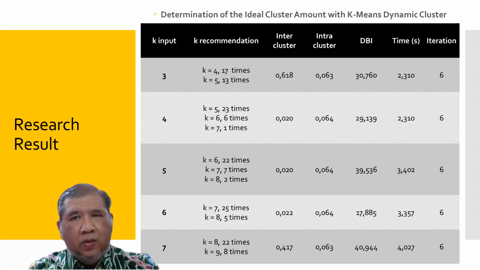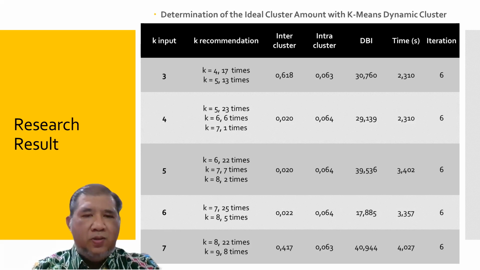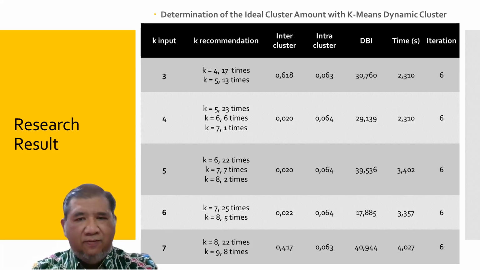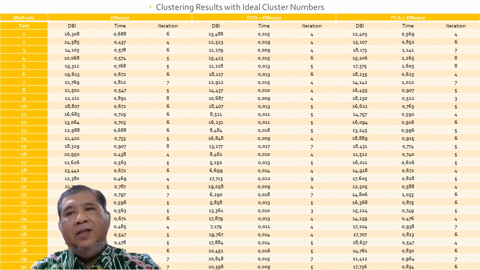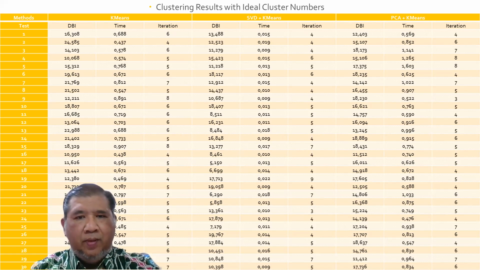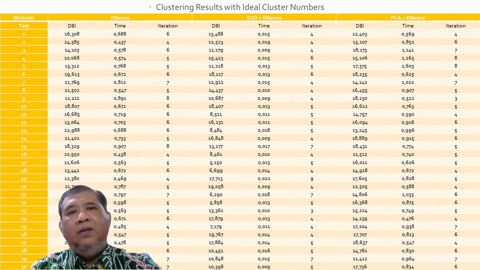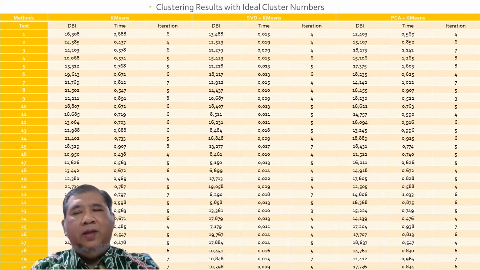Using K-means dynamic clustering, we found that the best result is obtained if we use K equal to 7. After that, we use K equal to 7 to cluster the data using K-means only, using SVD plus K-means, and using PCA plus K-means. All the observations, as I mentioned before, are DBI, the Davies-Bouldin index, the computation times of K-means, and the number of iterations of the K-means process.